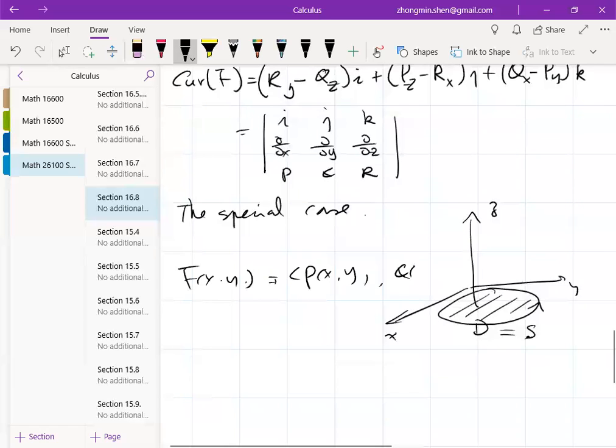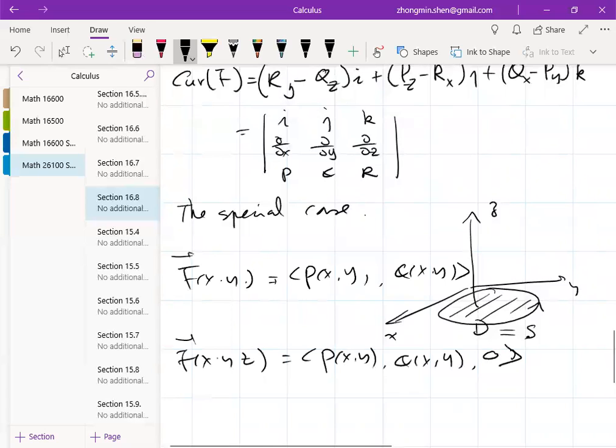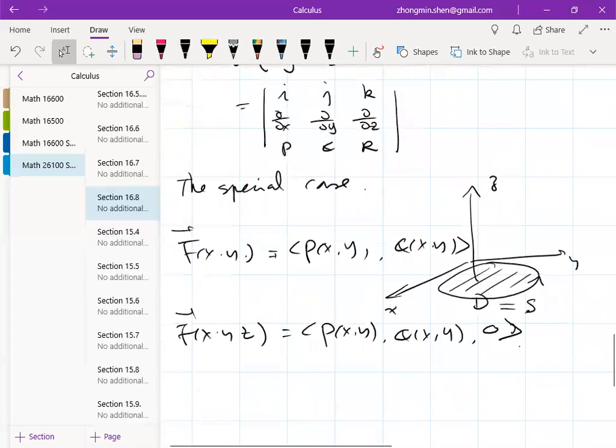P(x,y), Q(x,y). But this can be extended to (x,y,z) and still P(x,y), because it depends only on x and y, right? And the third component is 0. So it becomes a vector field in three-dimensional space. Okay. So what is the curl of this vector field in three-dimensional space?